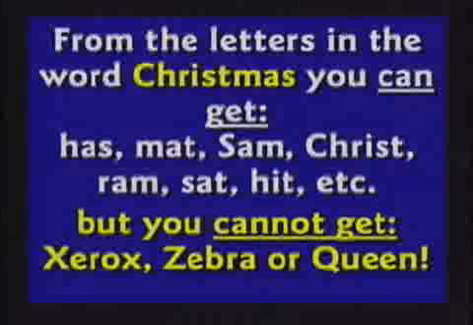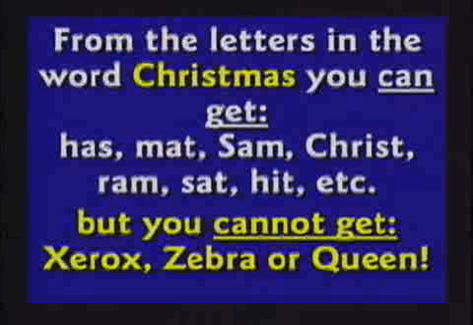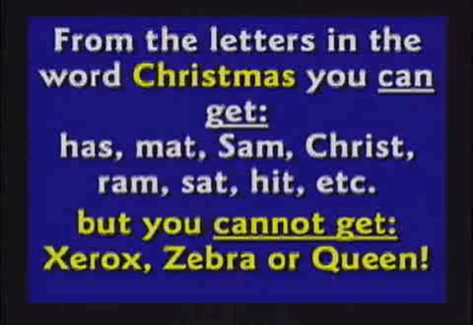It's not new information. If you scramble up the letters for the word Christmas, you can get all sorts of different words. But you're never going to get Xerox, zebra, or queen out of Christmas. The letters aren't available. And scrambling existing gene code will not give you new information.